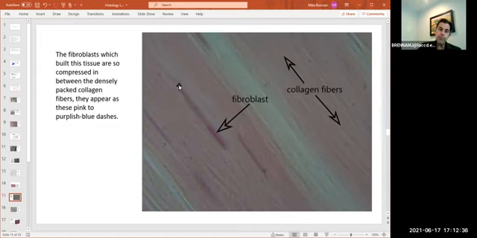Anyway, the fibroblasts, the cells that secrete this tissue, are so tightly squished in between the collagen fibers they laid down and secreted. They're just shaped like these little pinkish or purplish lines. So there's a cell nucleus, there's a cell, there's a fibroblast there. Everything else in this image is extracellular matrix collagen.